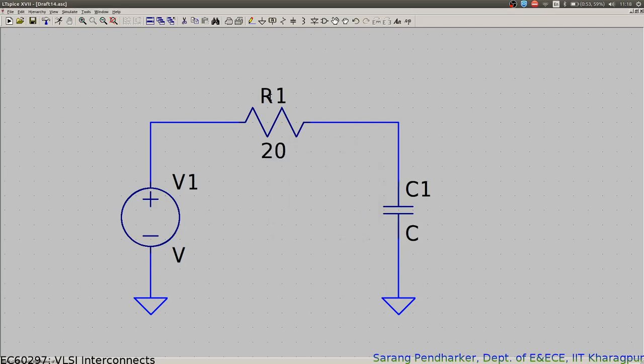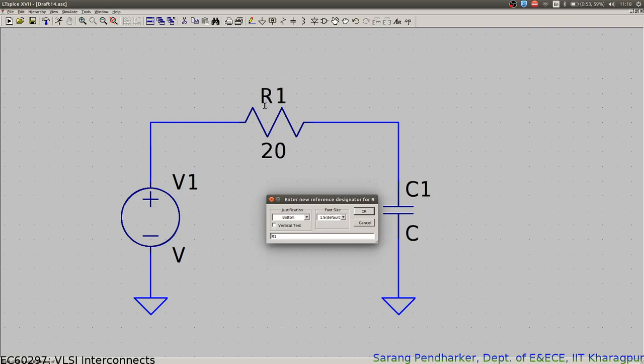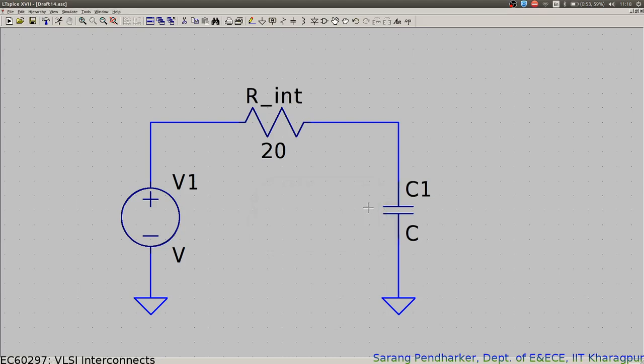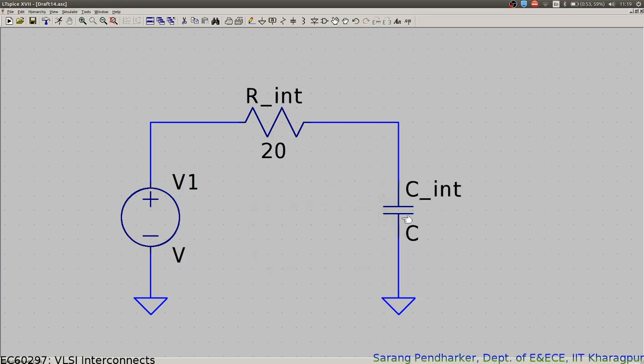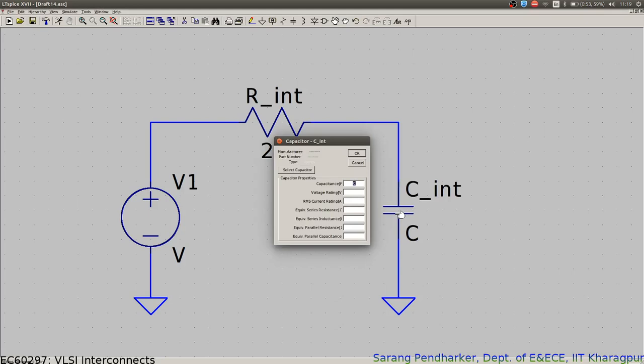There are two things here. One is the label, so I can also change the label. Let me make it R interconnect, and similarly I can make it C interconnect, and I can set the values also. So the value here is 0.5 pico, and the unit here is farad.